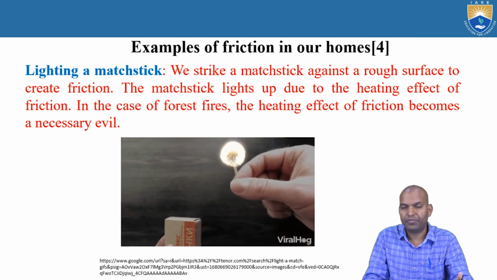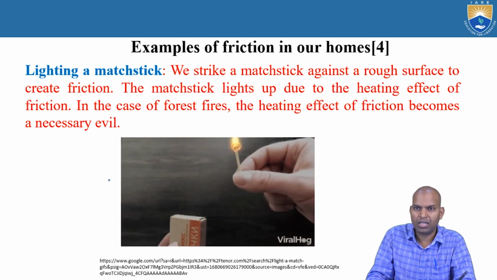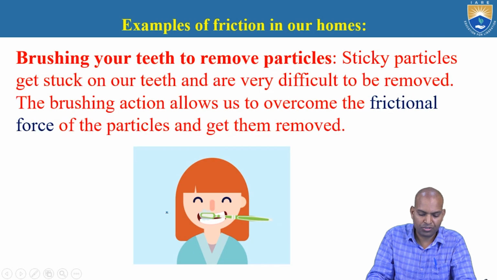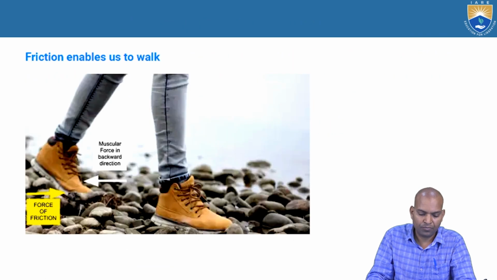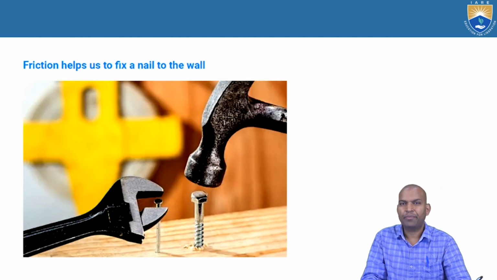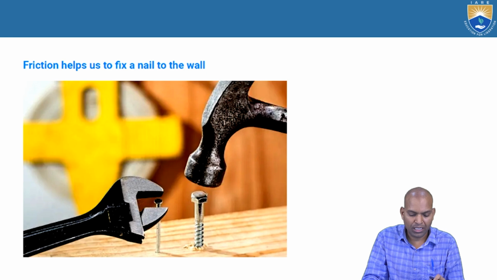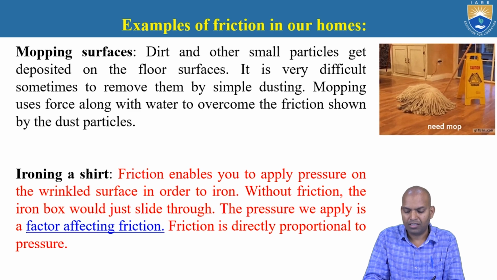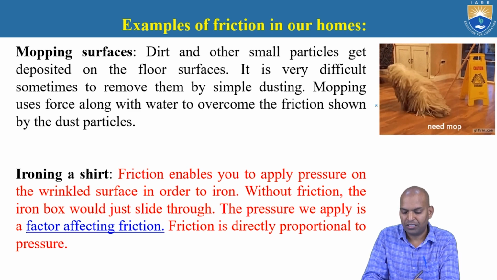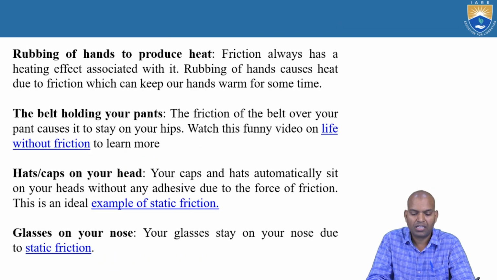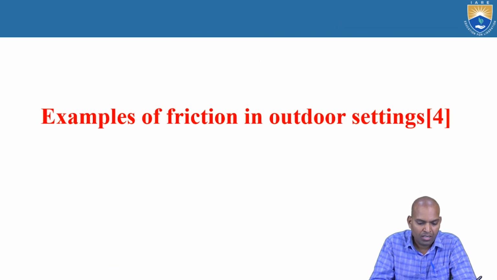Now examples of the friction at our homes. This is the matchstick, which when it rubs, due to frictional force the fire comes into the picture. Brushing your teeth at home and walking on the floor, on rough inclined surfaces, and hammering the nail on the wall. The grip between the nail and the wall is the friction grip. Okay, and here you can see the need for mopping. Yes, the mopping is also due to frictional forces. These are the various types of frictional forces.